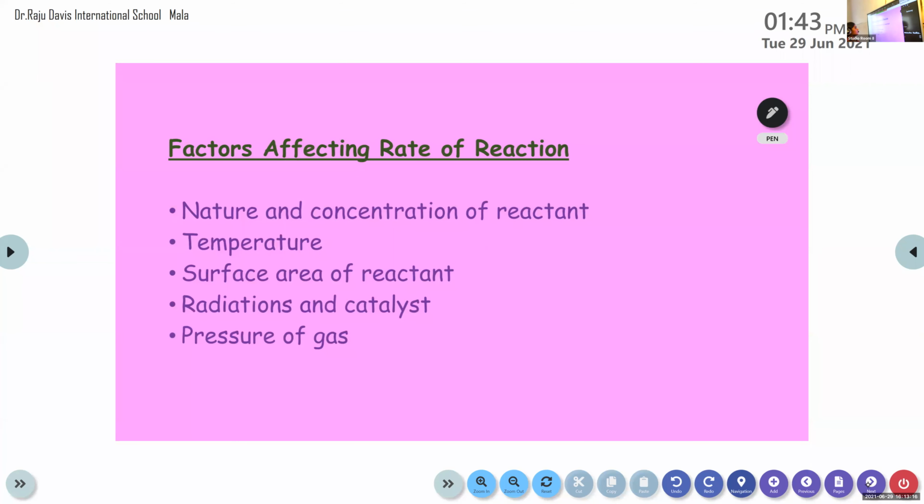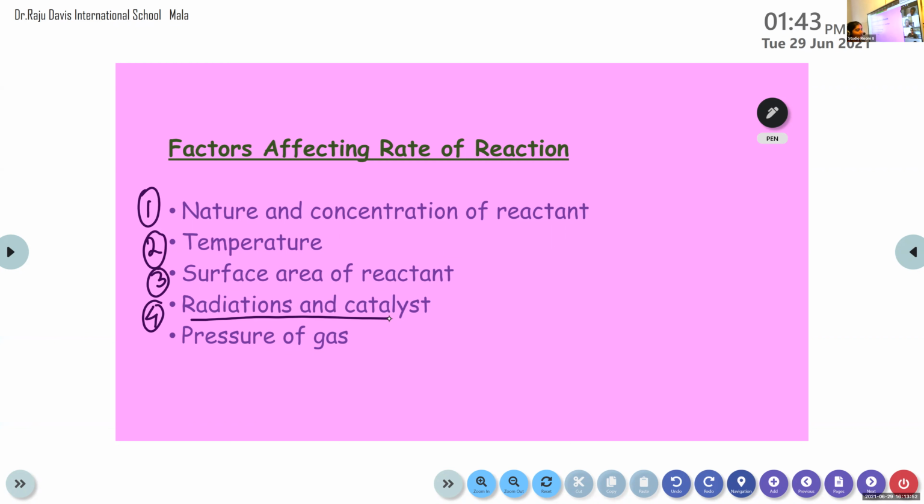Then the factors affecting the rate of a reaction. First one, nature and concentration of reactant. Then the second one, temperature. Then the third one, surface area of reactant. Then the fourth one, radiations and catalyst. If there are certain radiations present, it will also affect the rate of reaction.